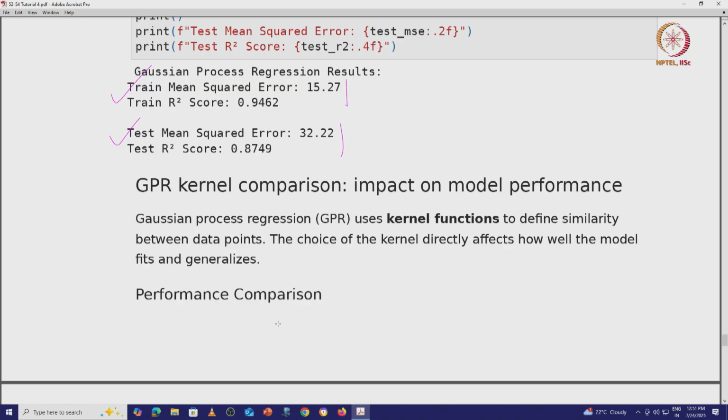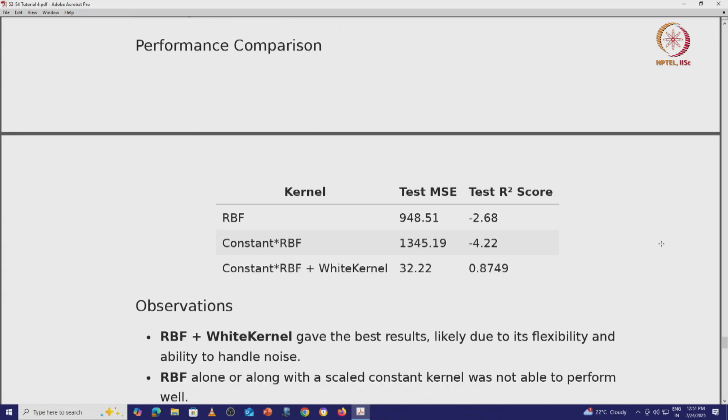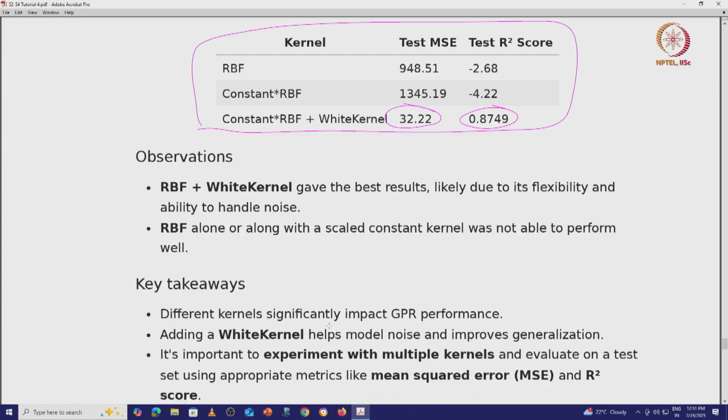Because GPR uses kernel functions to define the similarity between data points, the choice of the kernel directly affects how well the model fits and generalizes, and these are the metrics that we obtained. The test MSE and R square was the best when we used the constant times RBF kernel plus a white noise kernel to model the noise in the system, right.